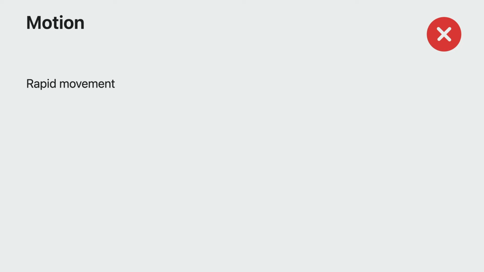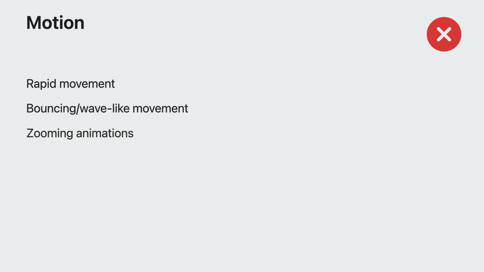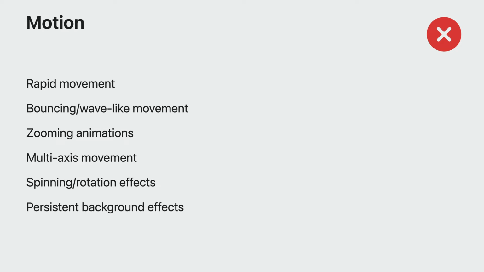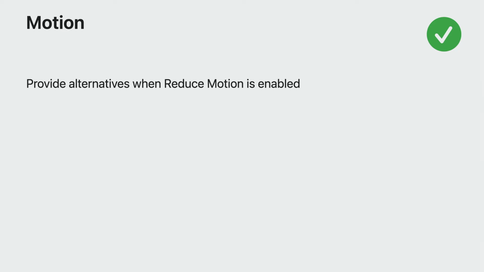It's also important to be mindful of the usage of motion in your app. Motion can be dizzying for some people, and wearing a headset can be an especially jarring experience, even when subtle motion effects are used. Avoid the use of motion that moves a person rapidly through your app, or involves a bouncing or wave-like movement. Zooming animations, animations that involve movement along more than one axis, spinning or rotating effects, and persistent background effects should all also be avoided. Always provide alternatives for these types of animations when reduced motion is enabled.